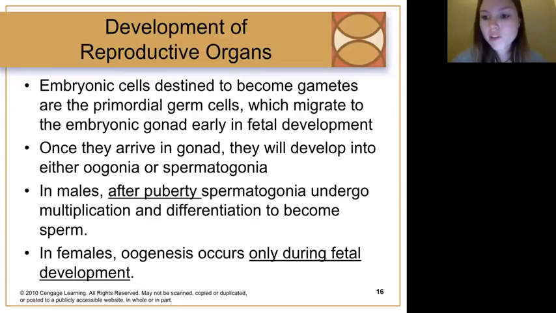So in males, after puberty, those spermatogonia, which are going to become sperm, will undergo multiplication and differentiation to become the sperm. They've already differentiated a little bit at the stage of arriving in the gonad, but then in the actual female and male, they're going to differentiate further to become the actual spermatozoa and the egg. In females, egg production, or oogenesis, occurs only during fetal development. That's a really important difference between males and females, because males can continue producing sperm throughout their life, but females are born with the number of eggs that they're going to have for the rest of their life. That process does not happen at any other time. So those are some important differences.